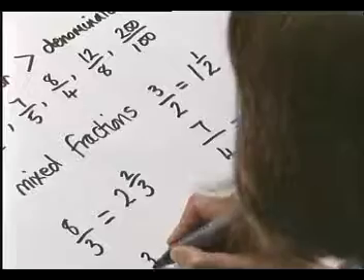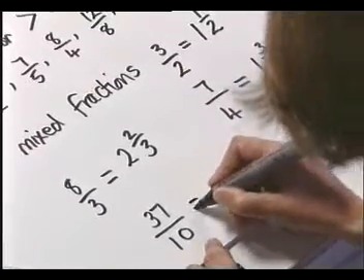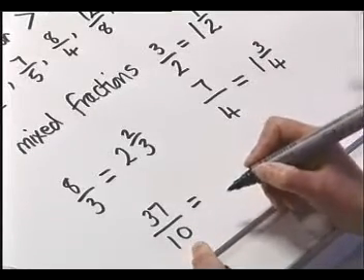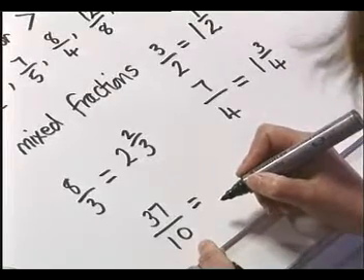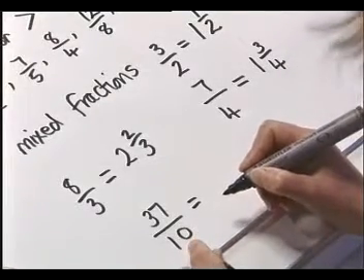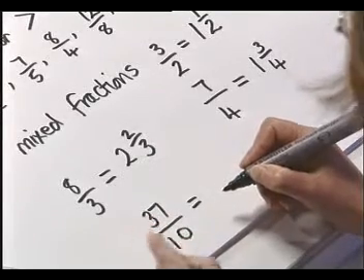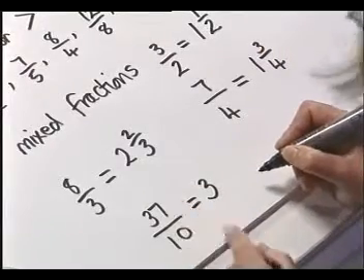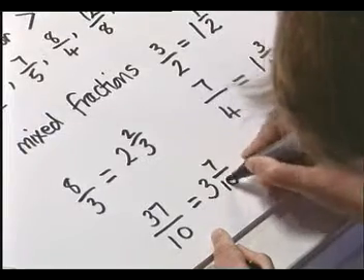Let's have a look at one more. 37/10. Now, we've split something up into 10 pieces of equal size. So we need 10 of those to make a whole one. So we need to see how many 10s, how many whole ones there are in 37. Well, 3 10s make 30, so that's 3 whole ones. And we've got 7 left over. So we've got 3 and 7/10.